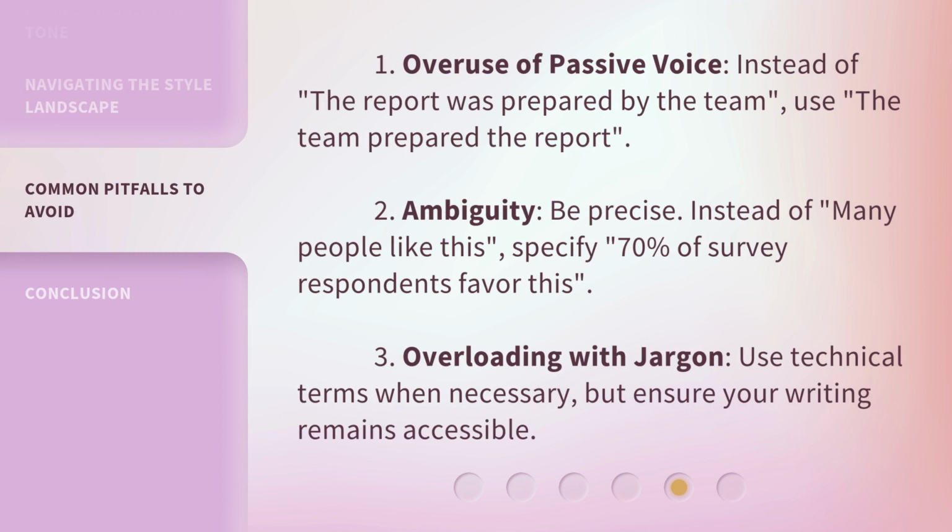1. Overuse of passive voice. Instead of, "the report was prepared by the team," use, "the team prepared the report." 2. Ambiguity. Be precise. Instead of, "many people like this," specify, "70% of survey respondents favor this." 3. Overloading with jargon. Use technical terms when necessary, but ensure your writing remains accessible.